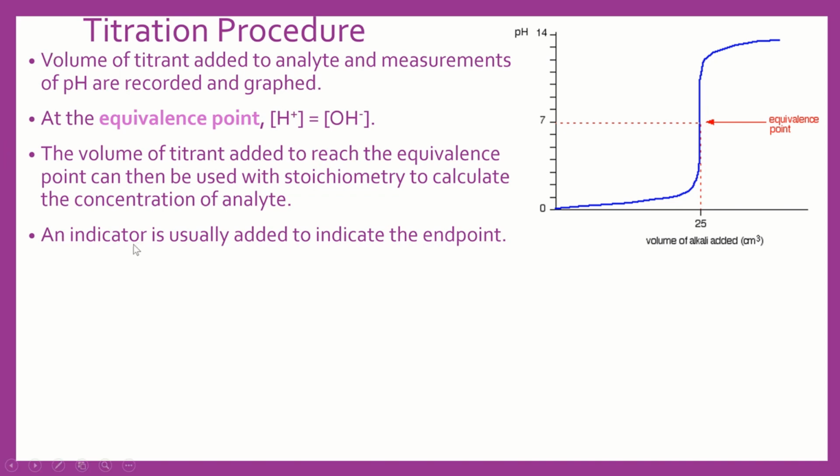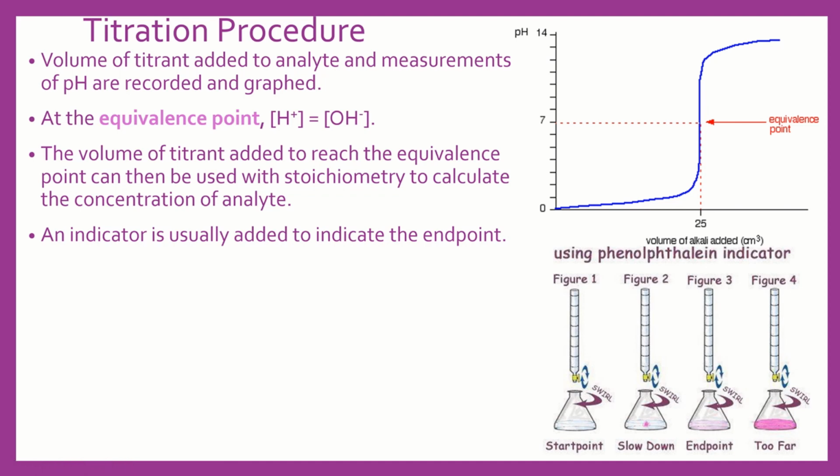As I mentioned earlier, an indicator is usually used to indicate the endpoint. Indicators are going to change color. Like we see here, we have a clear solution. Make sure you swirl, that's what this image is indicating. Make sure you swirl, because you might get a very quick color change, but it might just be in that localized area where the titrant was dripping in. So swirl, if the color goes away, you're okay.